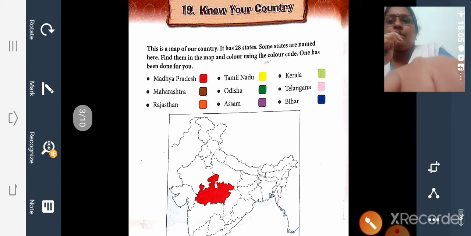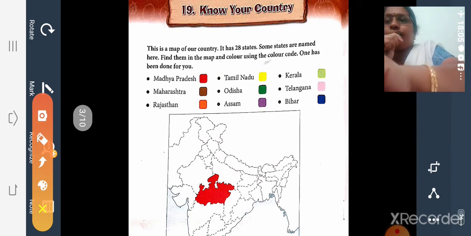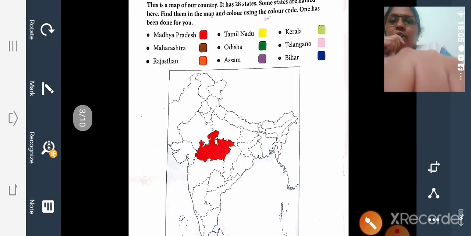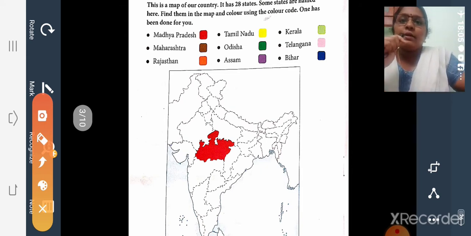So here are given the names of states. 9 states are given here. So we have to find out these 9 states in our map. And after finding, we have to color these 9 states using the color codes given here. So, some color codes are given here. We have to use that particular color for coloring that state.